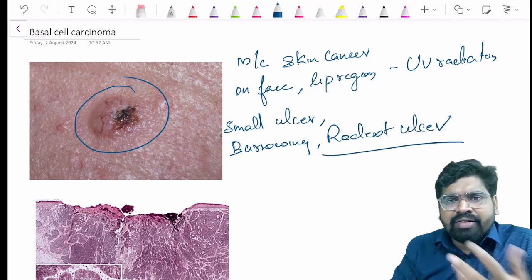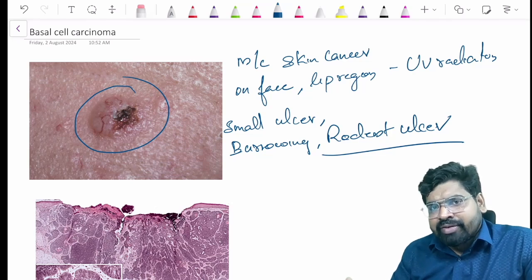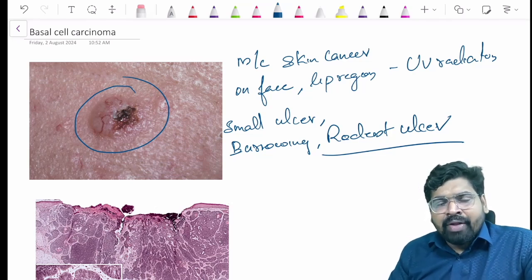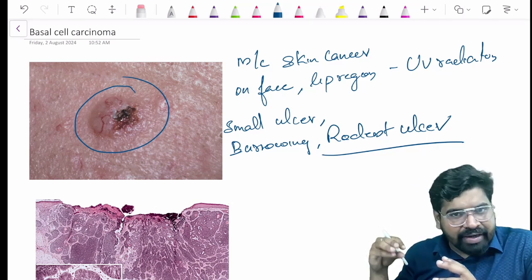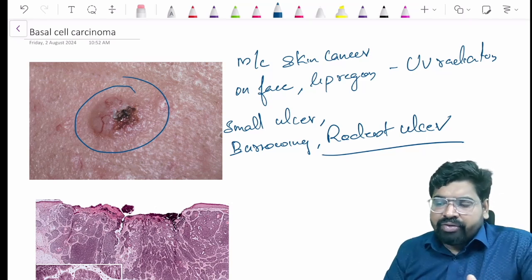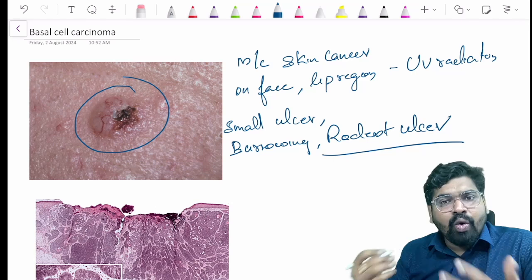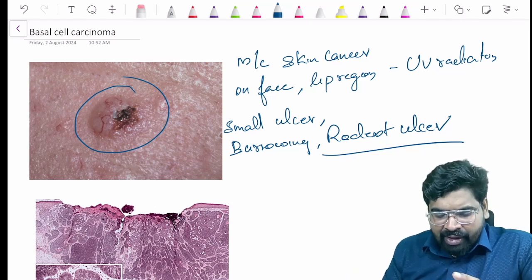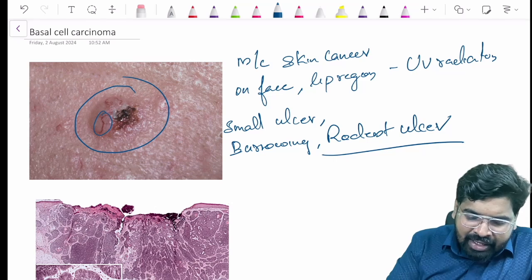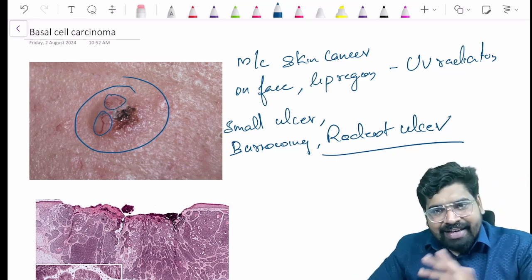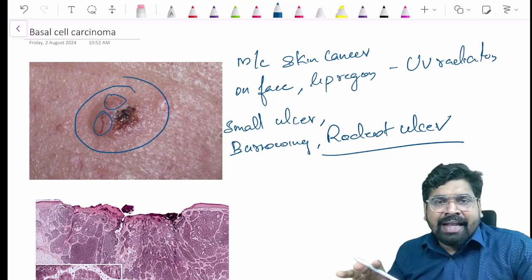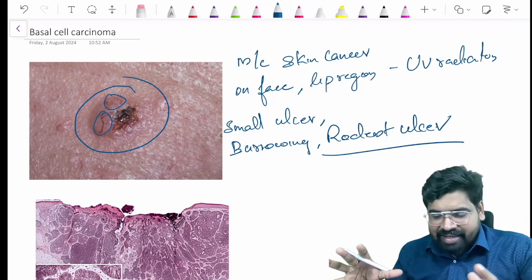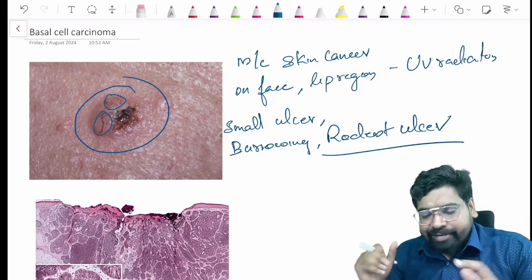Rodent ulcer means rodents, the rats or rabbits. They make burrows inside the sand, right? Similarly, you can see that this ulcer is penetrating deeper, it is a burrowing type. So that's why we call it a rodent ulcer. It is locally invading or locally aggressive. And you can see some enlarged blood vessels on the top, just like a spider's leg, spider nevi-like blood vessels. These are all features of basal cell carcinoma.